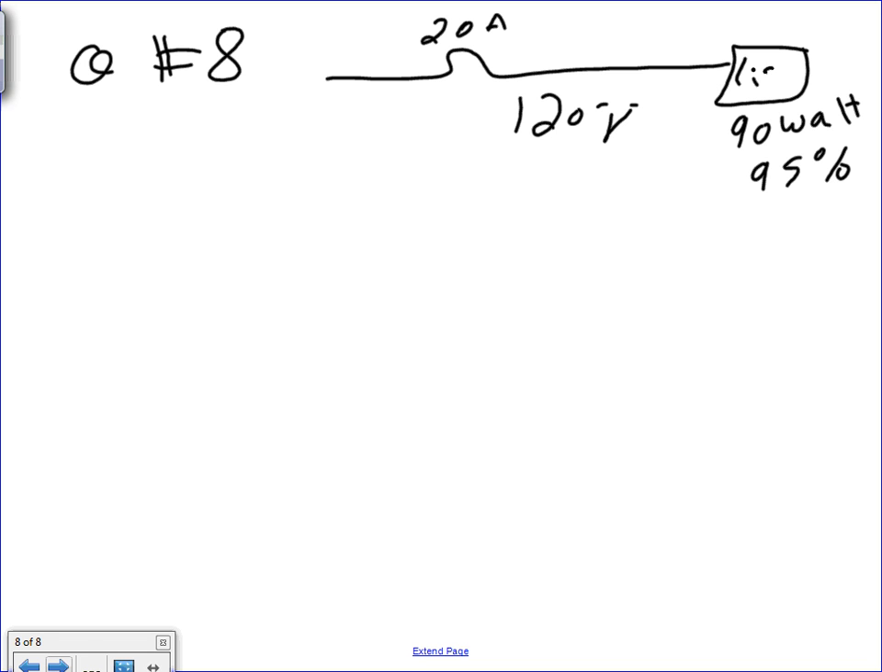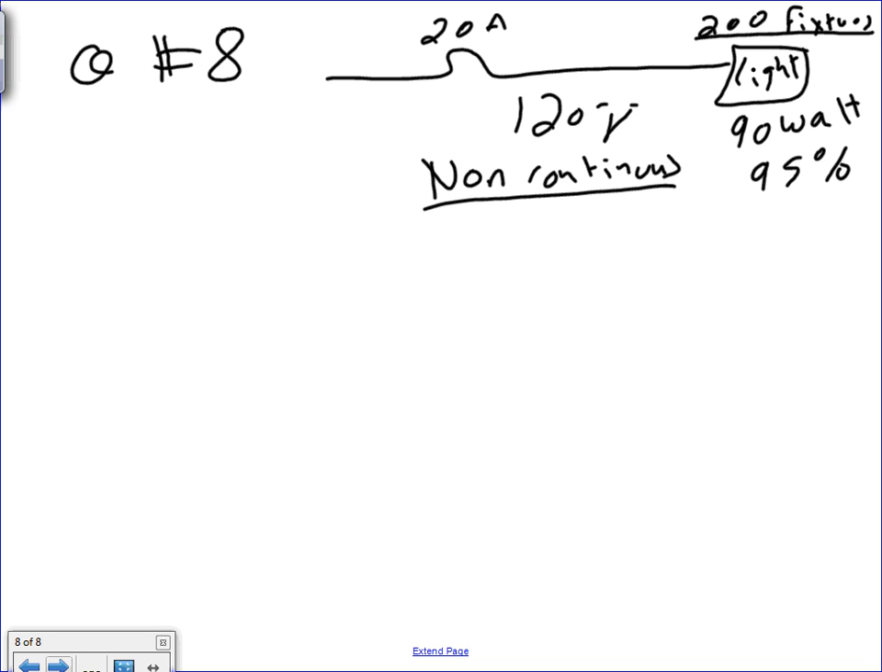This is light. It's non-continuous. So you don't have to worry about it being continuous. And I have, as a matter of fact, 200 fixtures. Each one of them is 90 watt and the power factor for each is 95.